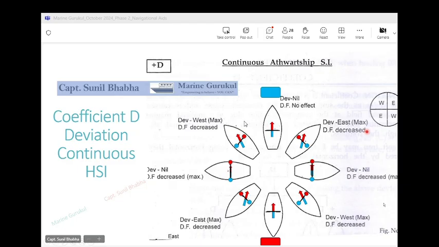So why is this decreased? This is decreased because the blue end of the beam is aligned south of the compass needle, where we have the red end of the earth. Since the pole of the beam is opposite in direction or opposite in polarity to the pole of the earth, it reduces the directive force.